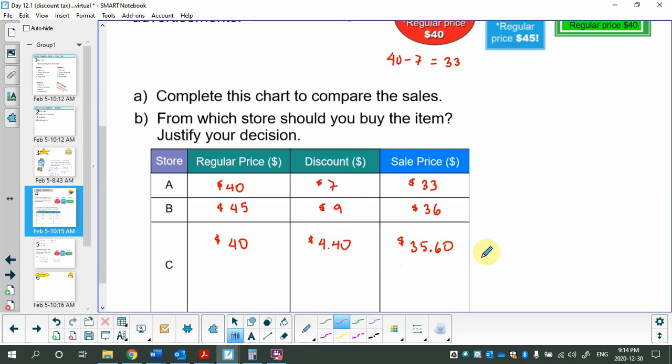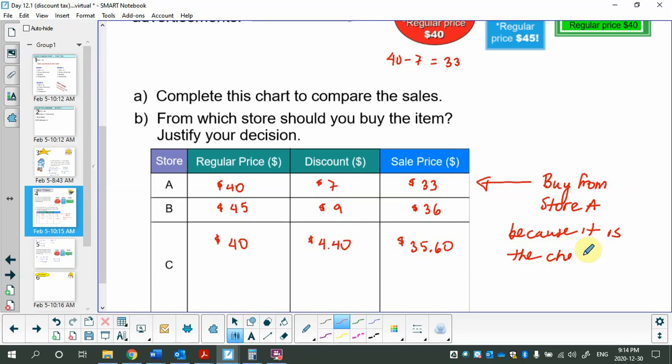So now that we've completed this chart, we need to pick a store to buy from. And to be perfectly honest, that's my choice. And my reason is because it's the cheapest.